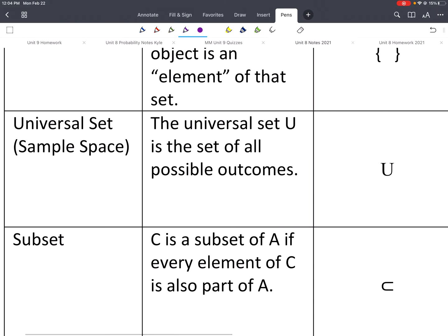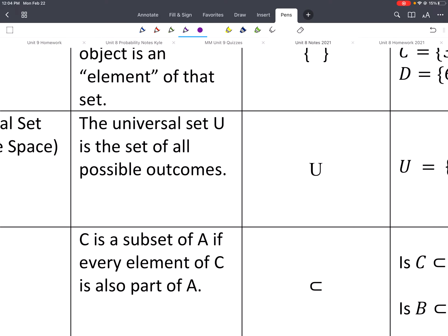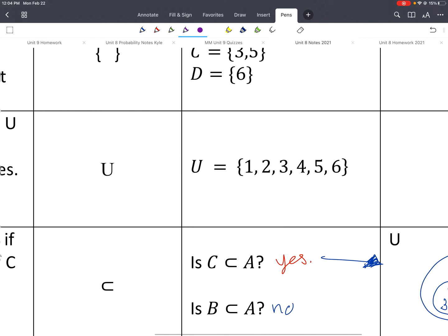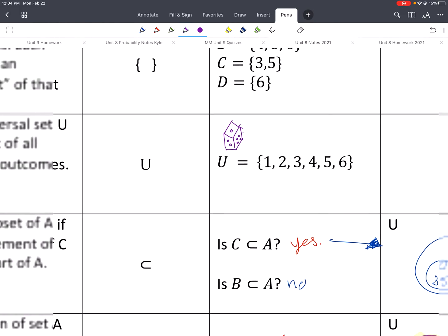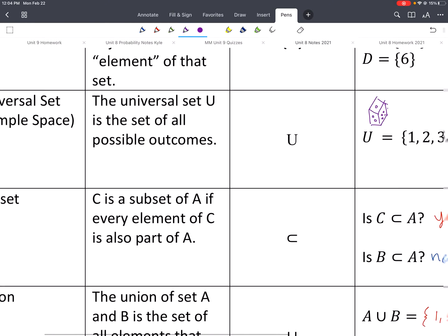Then we have the universal set. Oftentimes it's known as the sample space. So like all the things we can choose from. All right, so the universal set, U, is the set of all possible outcomes. So if we were talking about perhaps rolling a die, we only have 6 outcomes. I can even draw these, okay? So there's a die, okay? So there are only 6 choices. That's your sample space, or your universal set. All right, and we call that U.